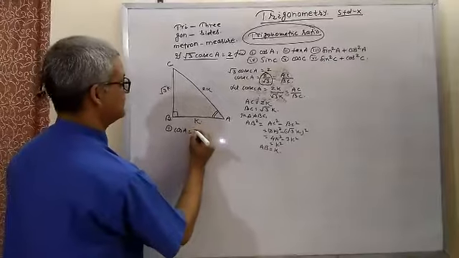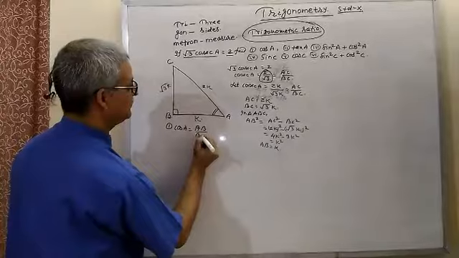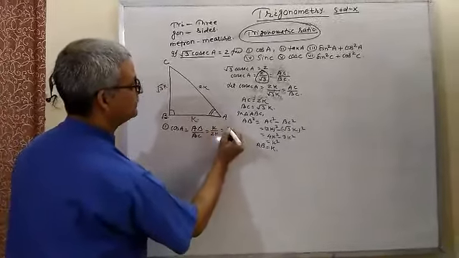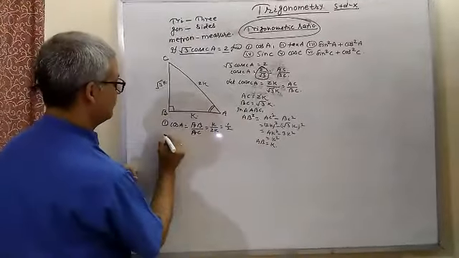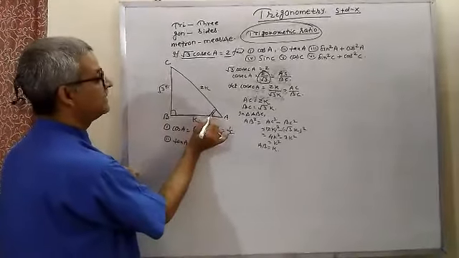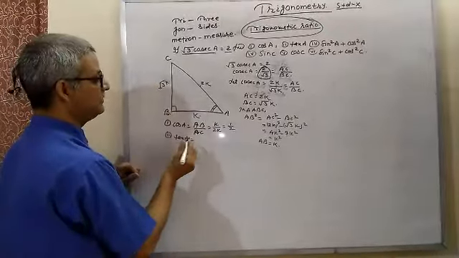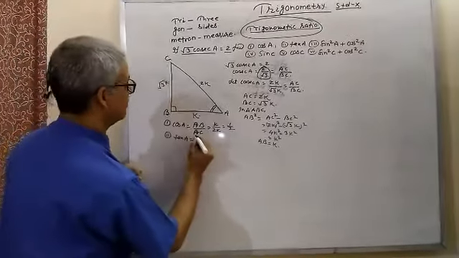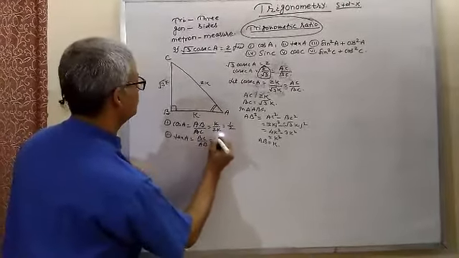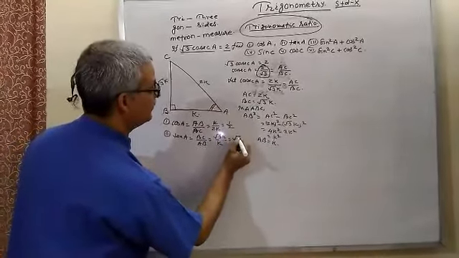So according to this reference angle, cos A is equal to AB by AC, that is k by 2k, that is 1 by 2. Second one, tan A. This angle is A. Their opposite side is perpendicular, this is hypotenuse, this is base. And tan A we know is perpendicular by base. So perpendicular BC by AB, that is equal to root 3k by k, that is root 3.